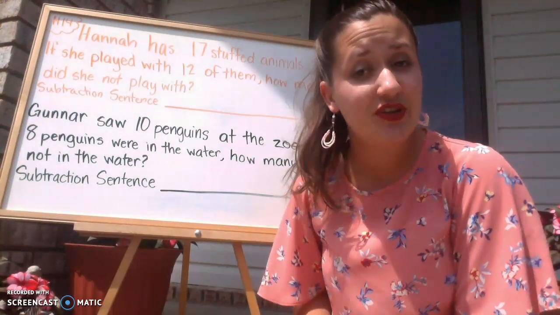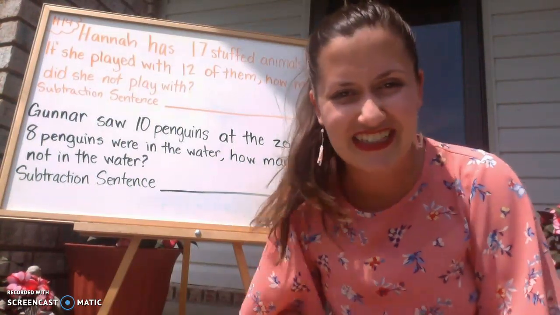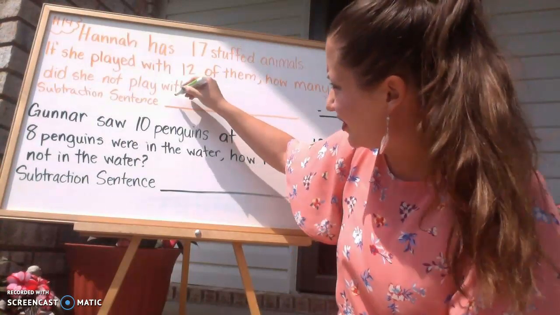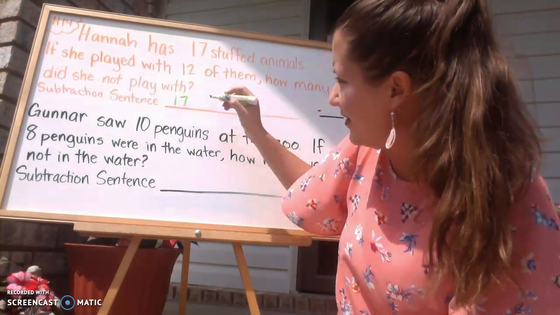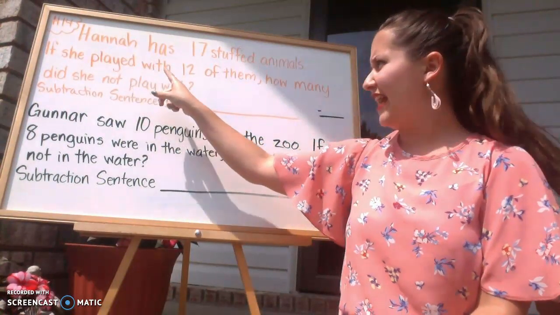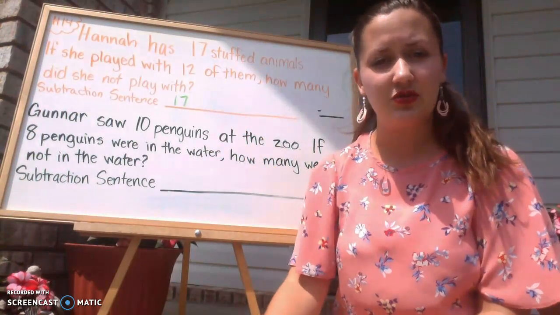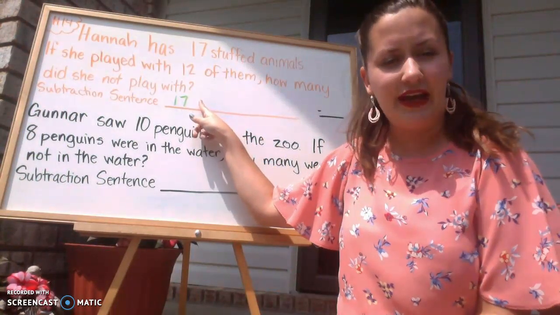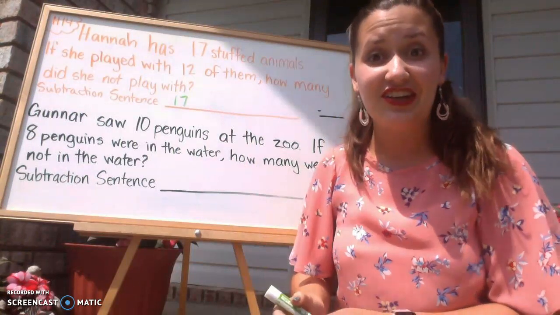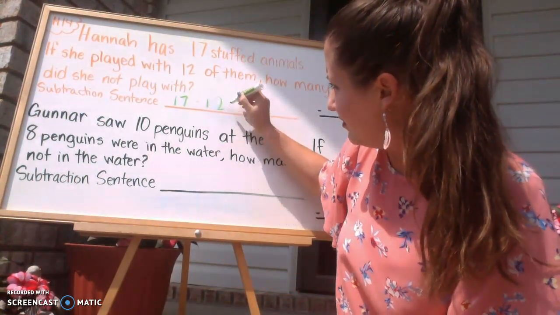So what's our total number of stuffed animals that Hannah has? You're right, it's 17. So we know 17 has to come first because that's the big number that we're going to take away from. So she has 17 stuffed animals. If she played with 12 of them, how many did she not play with? So should we add or take away? Add or subtract 12? You're right, we should subtract it. So let's put our minus sign and 12 equals.